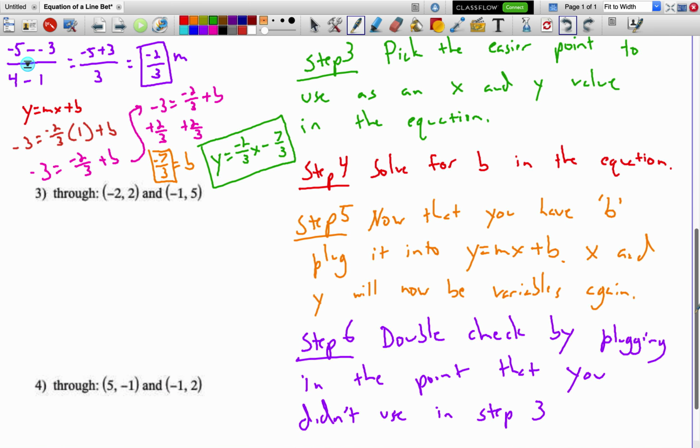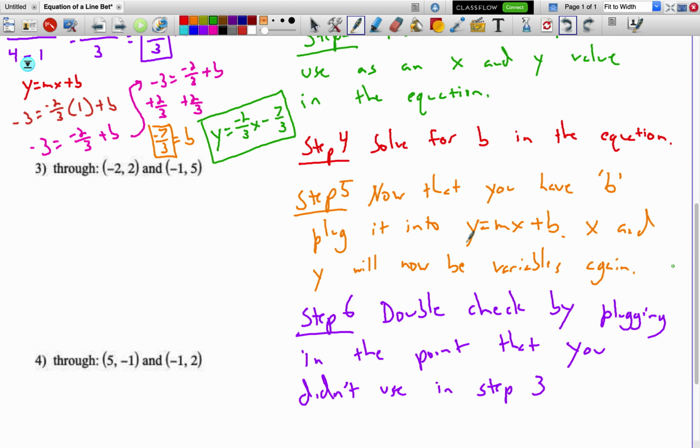All right, next one. I'll just do the next 2 and then call it good. Let's practice. So I've got to find the slope first. And there we go, using the slope formula, we get that the slope is equal to 3.